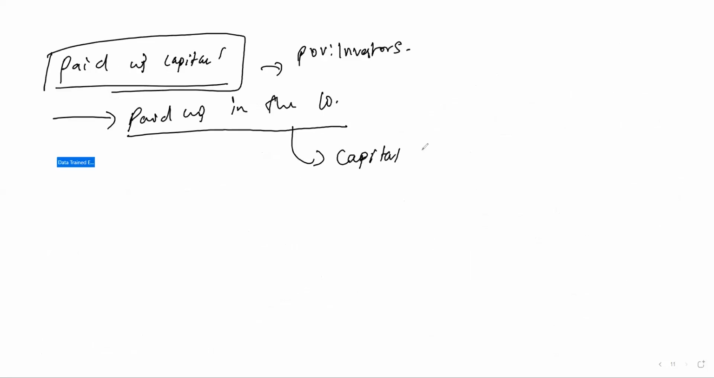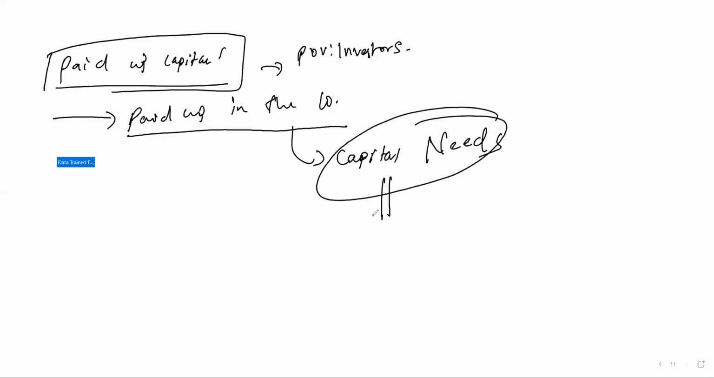Now, the capital that the company needs, how will the company get that capital? The company issues new securities. Welcome, Usman. So the company issues new securities to meet these capital requirements.